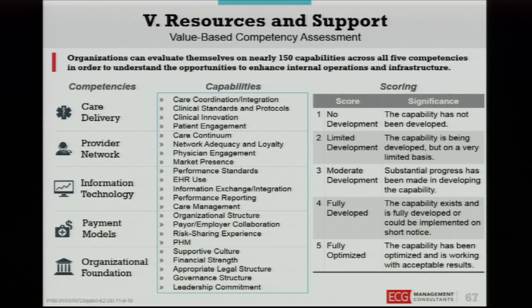So there are the 5 categories that Kevin touched on earlier, from the care delivery model, your provider network, IT, payment models. Within that, we've got 22 or so different capabilities, and then 150 questions within that, where you're going to score yourself from a 1 to 5 on how developed your organization is in terms of the capabilities, and if you had a value-based contract tomorrow, would you be able to implement this now or in short order?